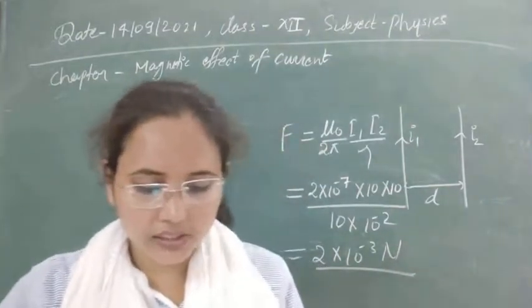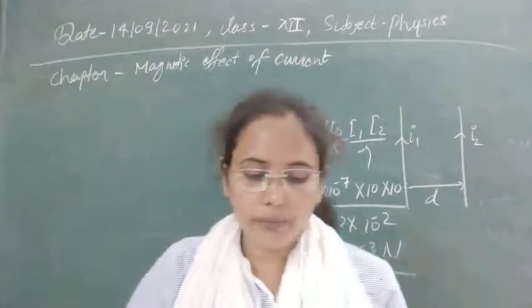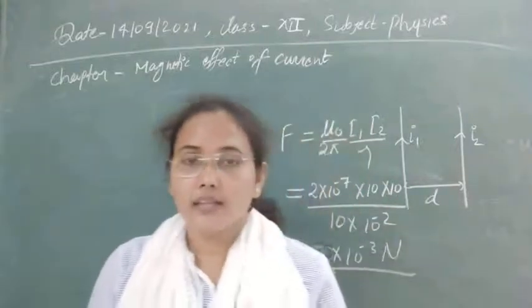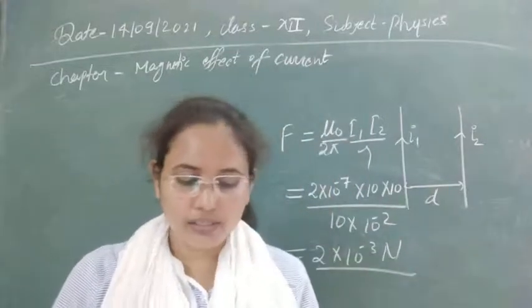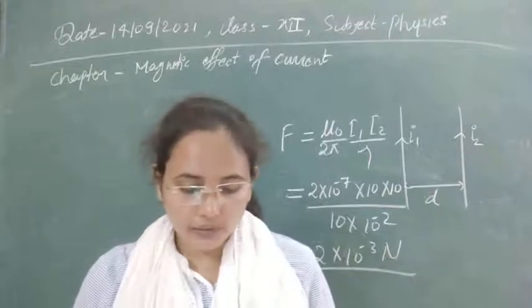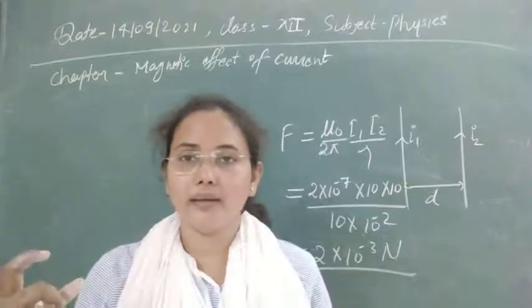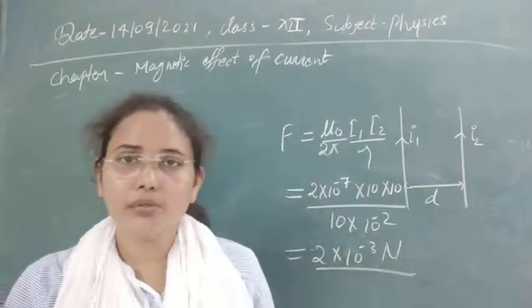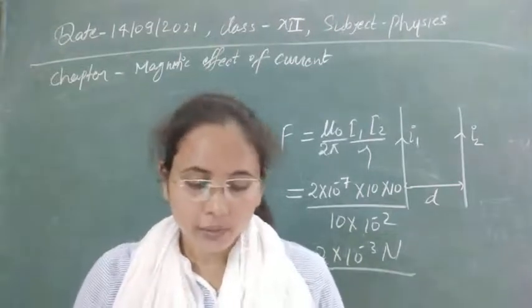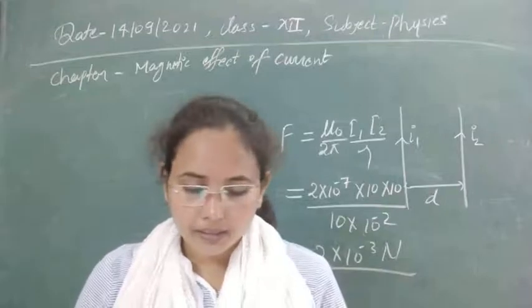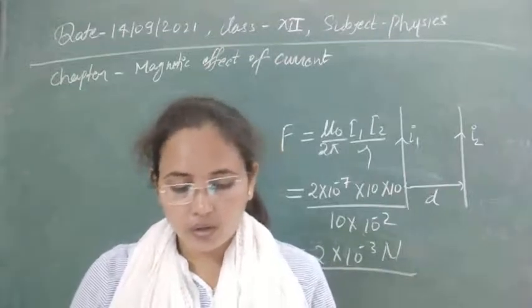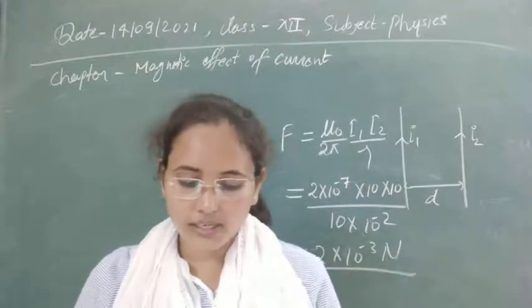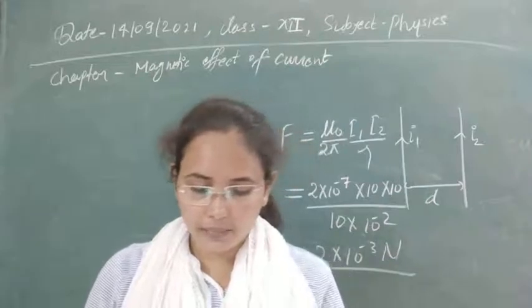Now the next question is again: a long hollow copper pipe carries a current, then the magnetic field produced is. So here in our question, we have a hollow copper pipe that is carrying the current. The options given are: both inside and outside the pipe, neither inside nor outside, outside the pipe only, inside the pipe only.